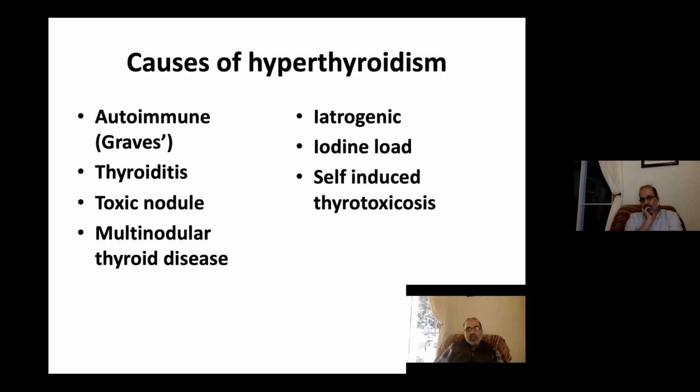Again, the commonest cause in our part of the world is autoimmune, or Graves' disease. You can have a toxic nodule or Plummer's disease. You can have multinodular thyroid. It can also happen due to iodine load. Remember, if you take a big dose of iodine, it will shut down your thyroid. But if you take iodine slowly, then over time it can increase your thyroid hormone production, because iodine is a fuel for production of thyroid hormone. It can also be self-induced. A lot of people use it to induce weight loss.